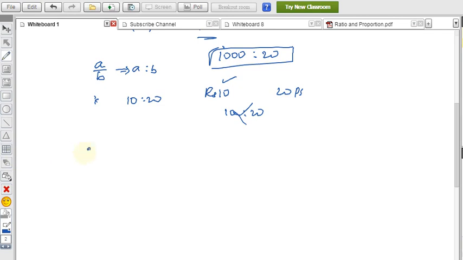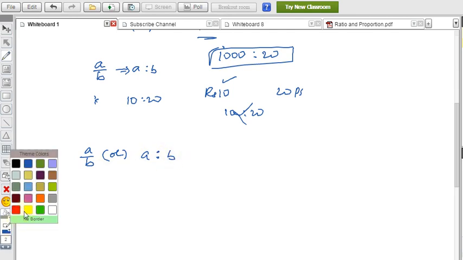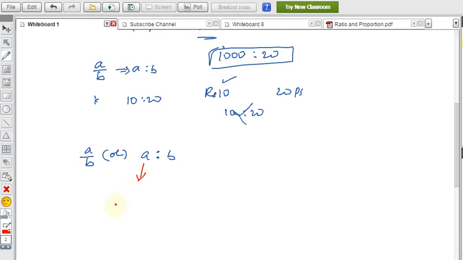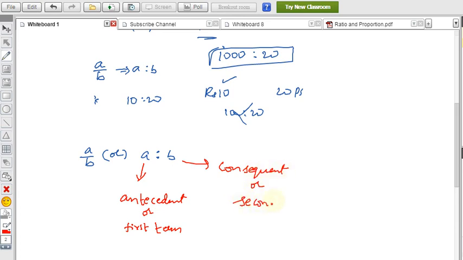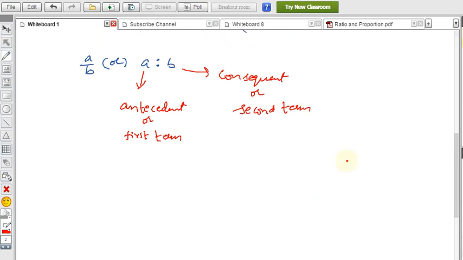In this, we denote the ratio as A by B or A is to B. We call A the first term or antecedent. Then B we call the consequent or the second term. Only two quantities you're comparing, right? So the first one is the antecedent and the second one is the consequent. Now this is a ratio.